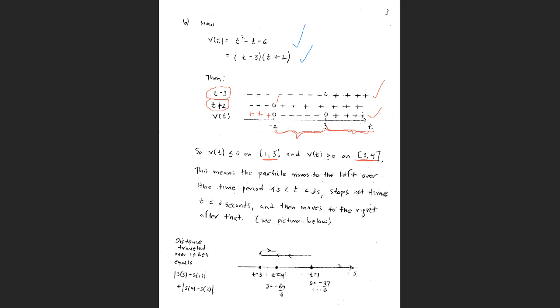So this means the particle has to move to the left over the time period from 1 second to 3 seconds, because the velocity is negative. It's going to stop then at time t equals 3 seconds, because at time t equals 3, the velocity is 0. And then the particle is going to move to the right after that, because the velocity is positive when t is greater than 3 seconds.